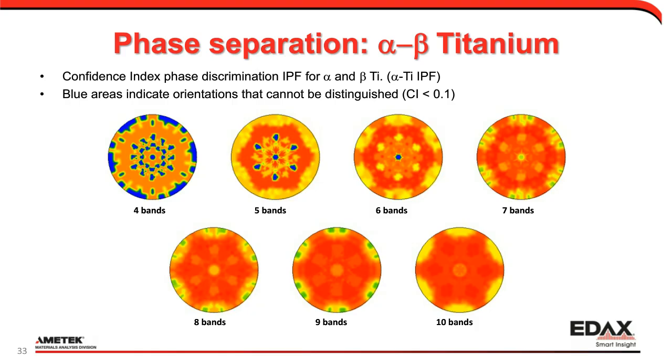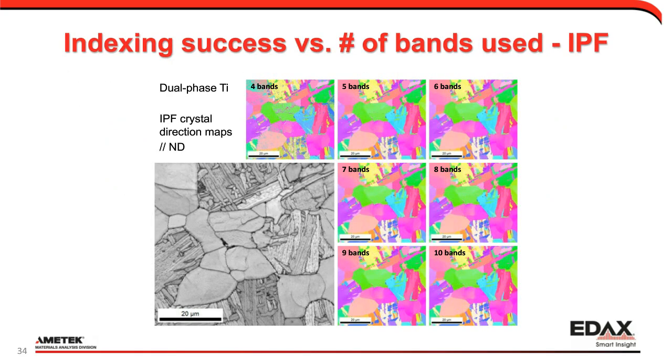Here again, you can see the actual effects of this data from one of my colleagues here at EDAX. You can see that there's some speckling and some issues around. As I go from 4 to 5 to 6 bands, you can see that this big green grain starts getting less and less speckled. And then, of course, those effects go away a little bit as I get to 8, 9, and 10 bands.